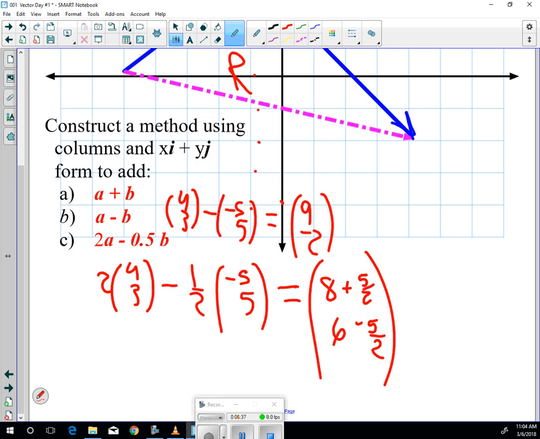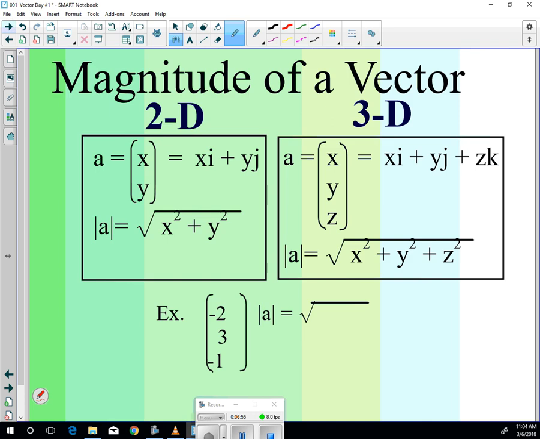All right, so there you get 16 plus 5 is 21/2, and this is going to be 12 minus 5 is 7/2. So there you go. There's your addition and subtraction with multiples, all made easier with that.